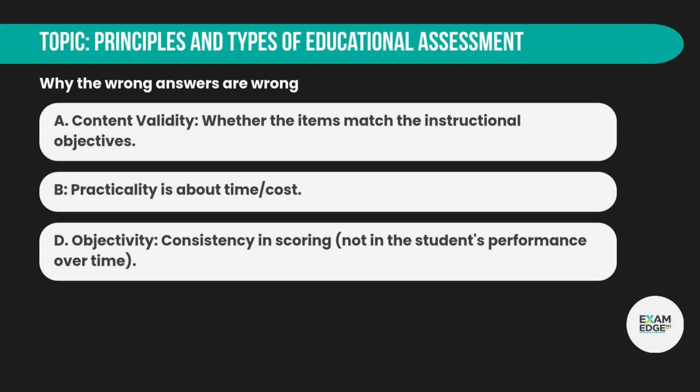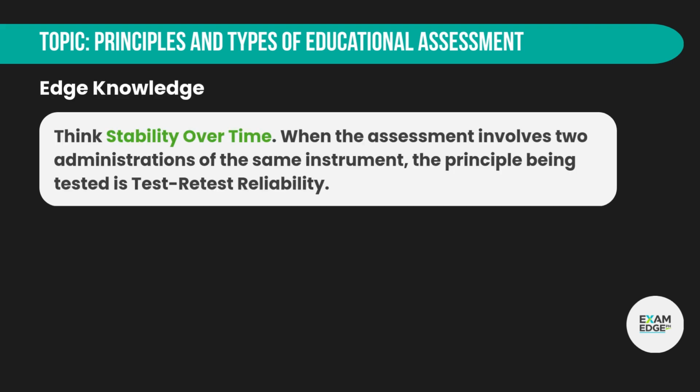Why the wrong answers are wrong? A. Content validity: whether the items match the instructional objectives. B. Practicality is about time and cost. D. Objectivity: consistency in scoring, not in the student's performance over time. Edge knowledge: think stability over time. When the assessment involves two administrations of the same instrument, the principle being tested is test-retest reliability.